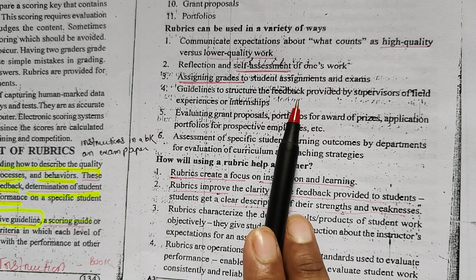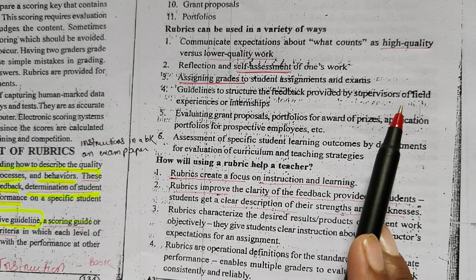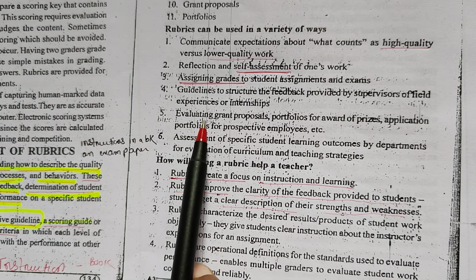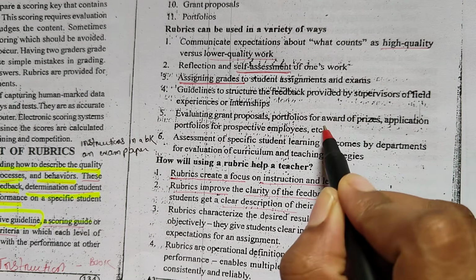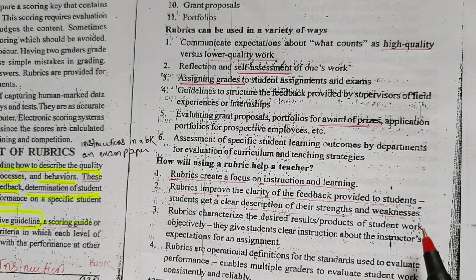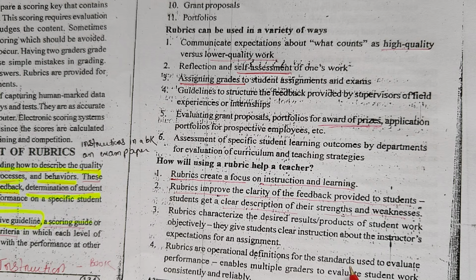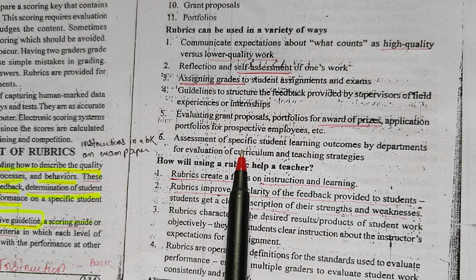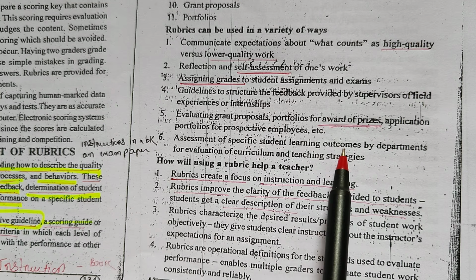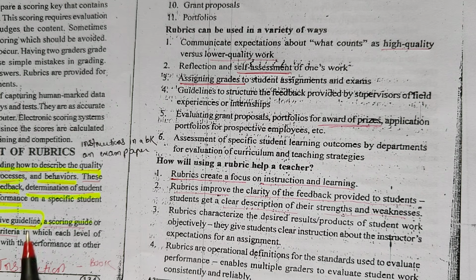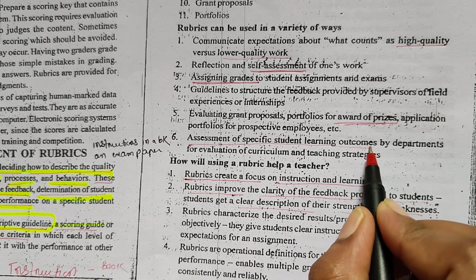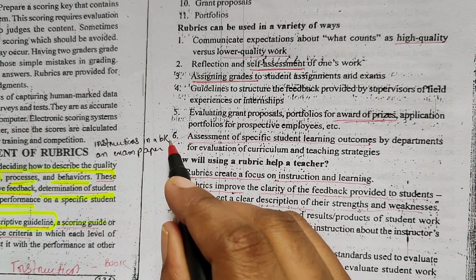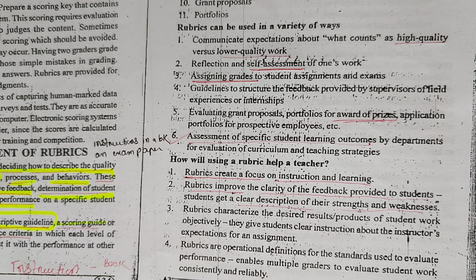Guidelines to structure the feedback. You are giving feedback provided by the supervisor. And evaluating grant proposals, portfolios for award prize, for application of portfolio, for all these what you are using? Rubrics. Assessment of student learning outcomes. You already understood that student's learning outcomes means how much he is studying, whether he is studying well or not. For this also we are using rubrics.